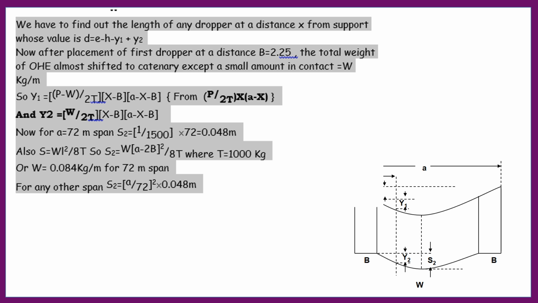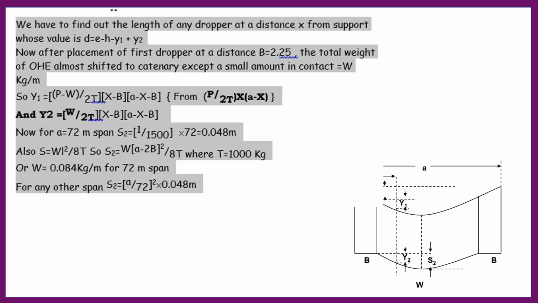But for the other span, which is divisible by 4.5, the first dropper is at 2.25, but the second dropper is at 9 plus 2.25, that is 11.25. The second dropper will be 11.25. Then the third dropper will be 11.25 plus 9, that is 20.25. In this way you can find out the value of X and put it in the formula, and it will give the length. What is the length?